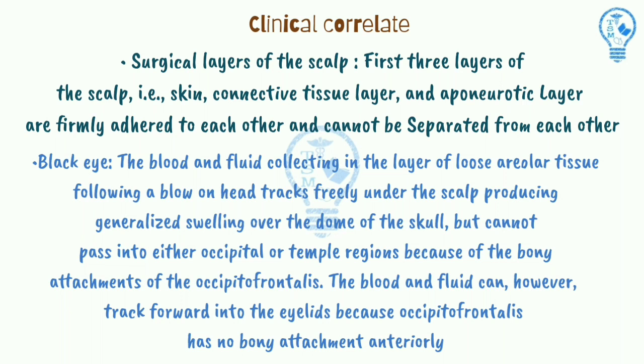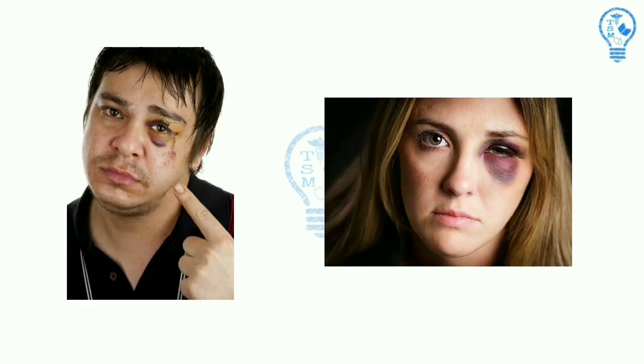And the next is black eye. After a blow to the head, blood comes and collects into the loose areolar connective tissue. This blood cannot be passed into occipital or temporal regions, as occipitofrontalis muscle has bony attachments at these places, but it does not have any bony attachment anteriorly. So blood comes and accumulates into the eyelids. This produces a generalized swelling around the eye and also dome of the skull. This condition is known as black eye.